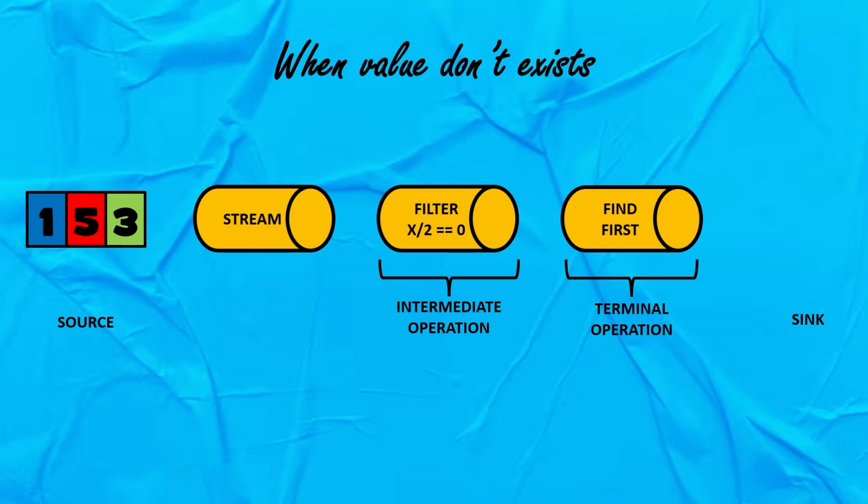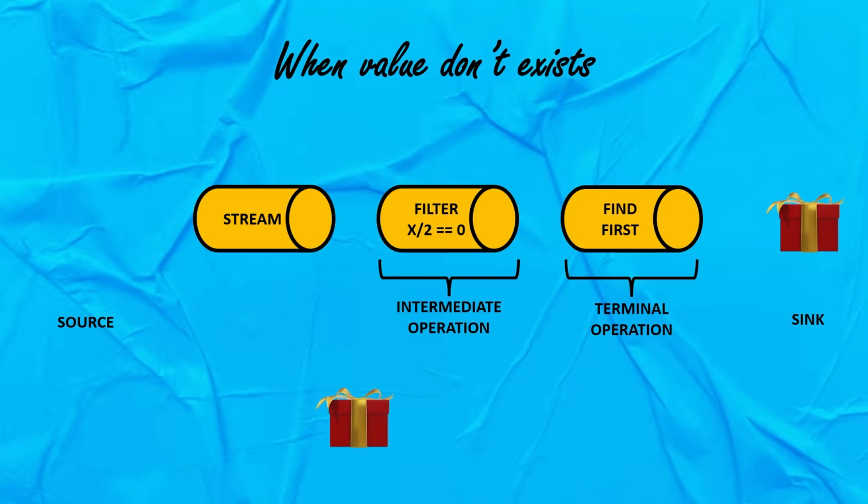Now let's see what happens when the value doesn't exist. Again we have the same example, but this time our input is 1, 5 and 3. On executing this, you can see 1 gets filtered out, then 5 gets filtered out, and then 3 also gets filtered out. But still we get something as Optional in the output. It won't happen that it doesn't return any output or returns null. It will give you an Optional. Now on opening this particular box, we will get something like this.